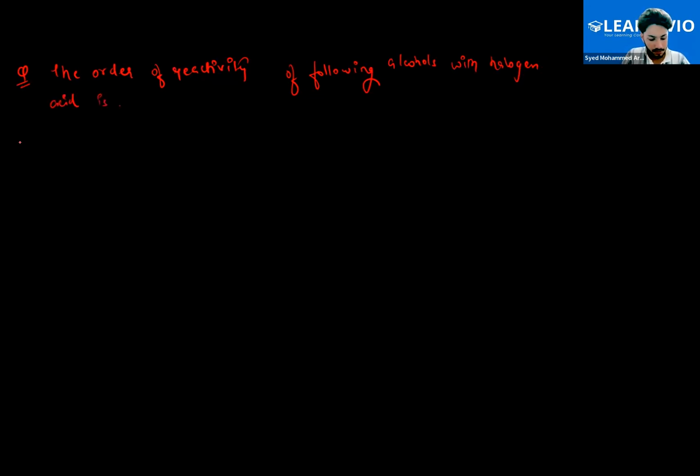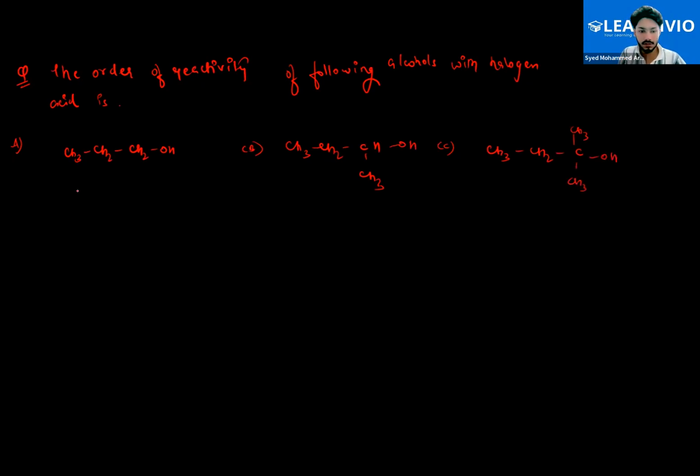I'm giving you the options. The first is CH3CH2CH2OH, the second is CH3CH2CH(CH3)OH, and the third is (CH3)3COH. So these are the three compounds, and you have to tell me what happens if I react them with the halogen acid.